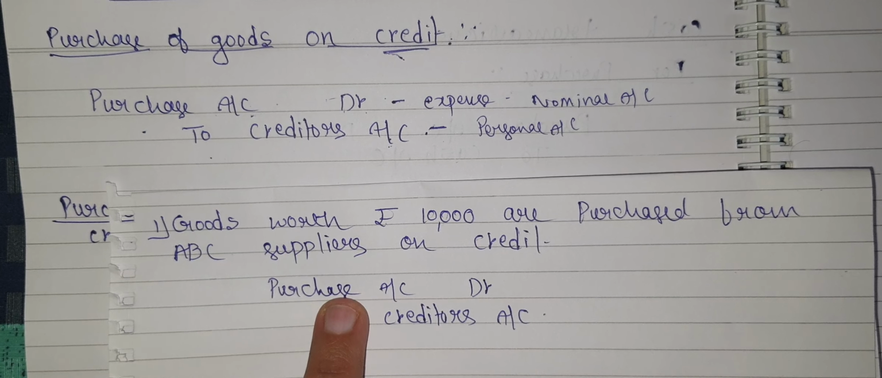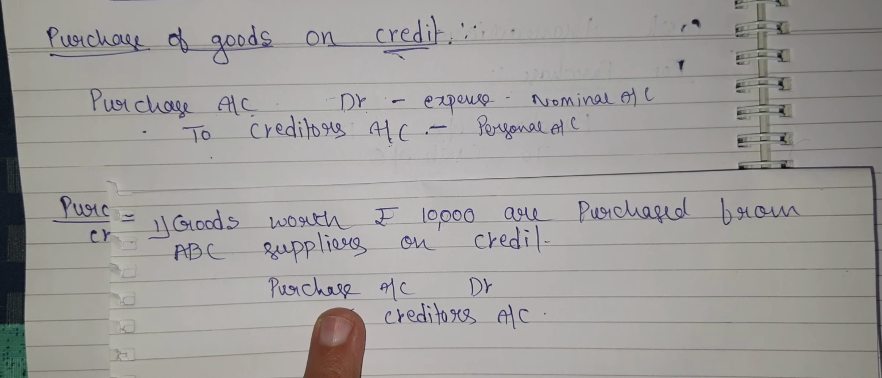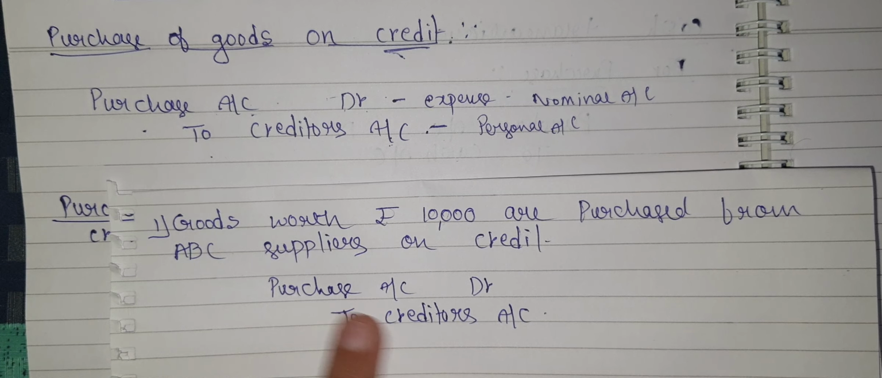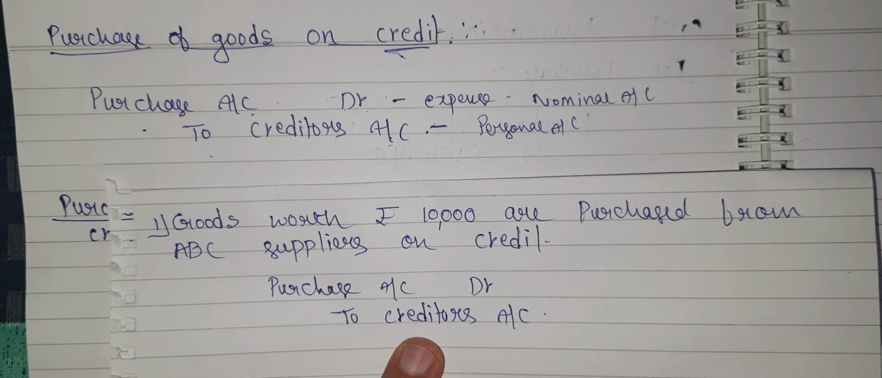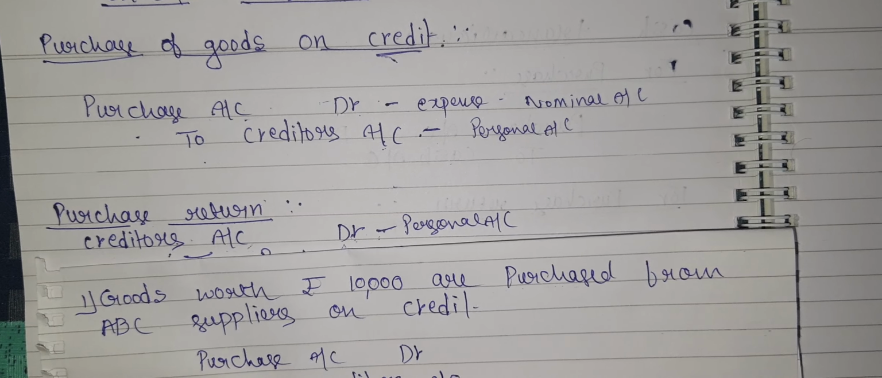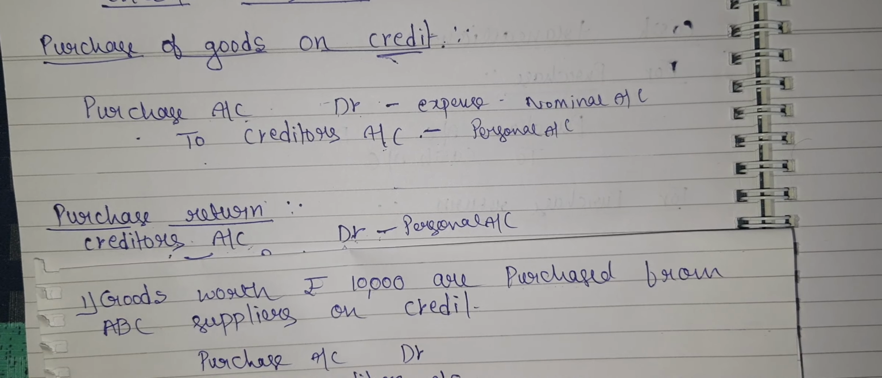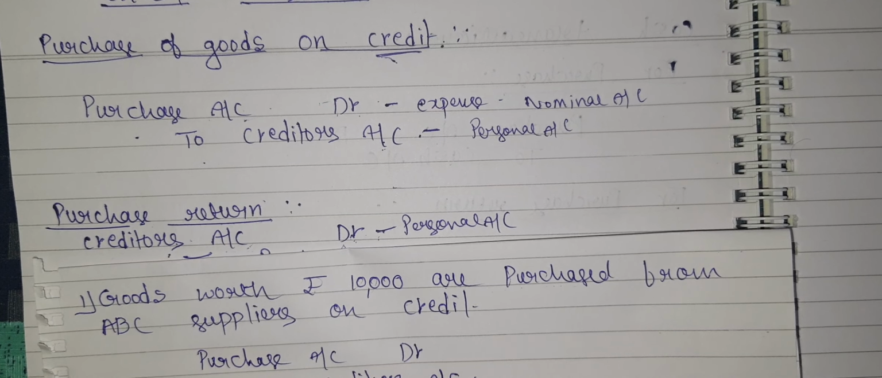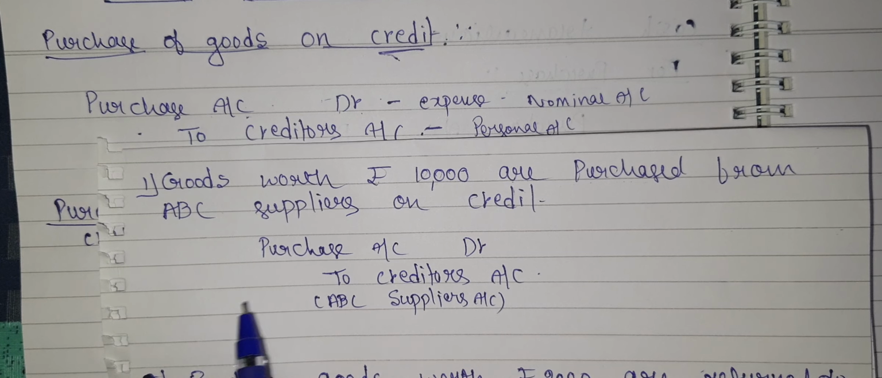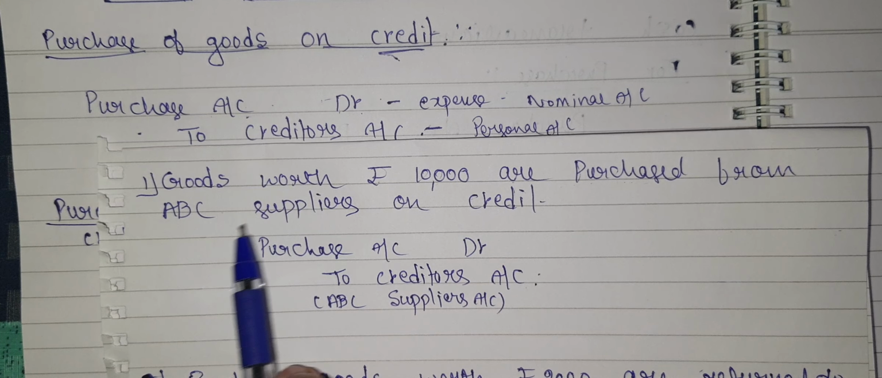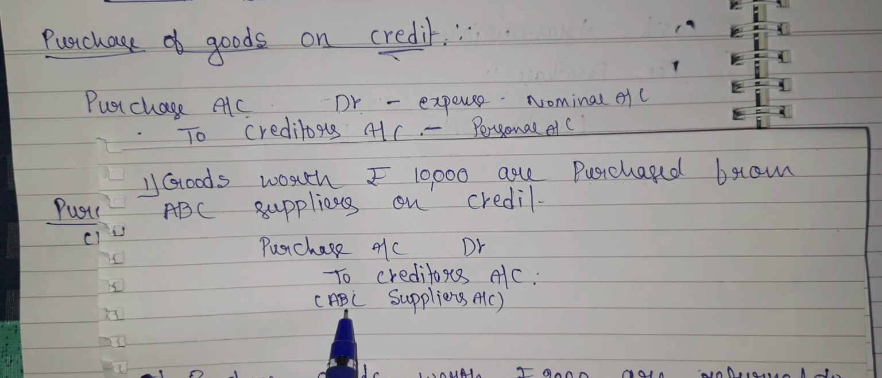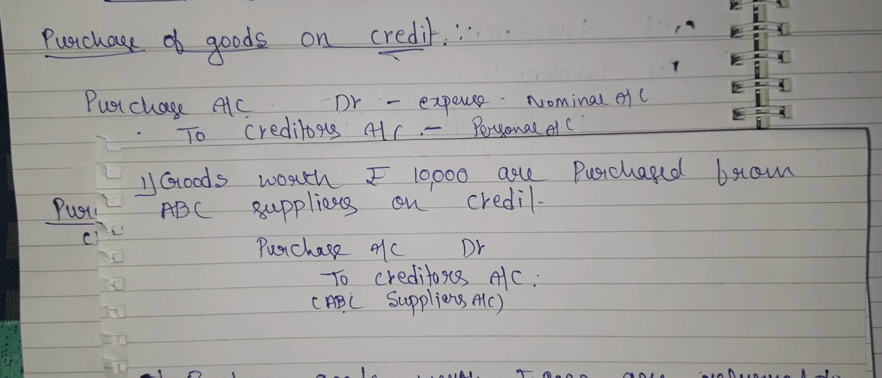Because the purchase account is an expense, it falls under nominal account. The rule is debit all expenses and losses. And to creditor's account, meaning who is the creditor here? See, ABC suppliers. If they have not given any names, we have to write to creditor's account. Here they have mentioned the name, that is ABC suppliers, so we have to write to ABC suppliers account.